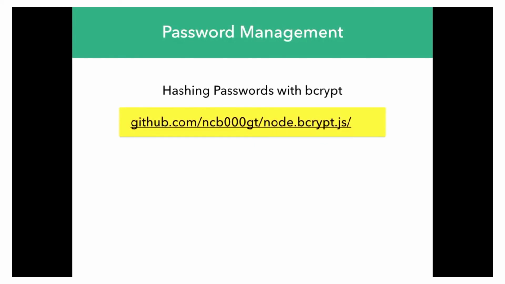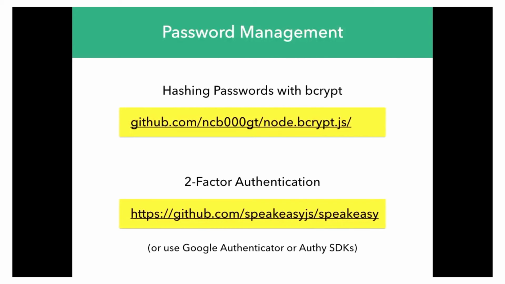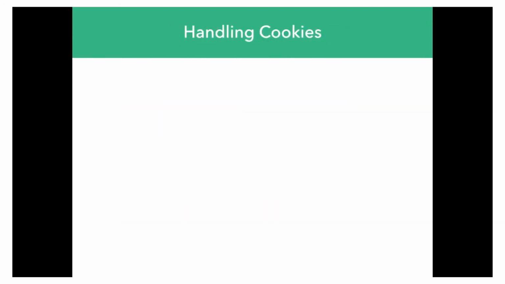So hashing passwords with bcrypt, that's the Node bcrypt implementation. It's other places as well. Two-factor auth. I found this library that's kind of old. I'm really surprised that two-factor auth isn't really well maintained right now. Maybe people just implement it themselves. But yeah, you can use the SDKs.